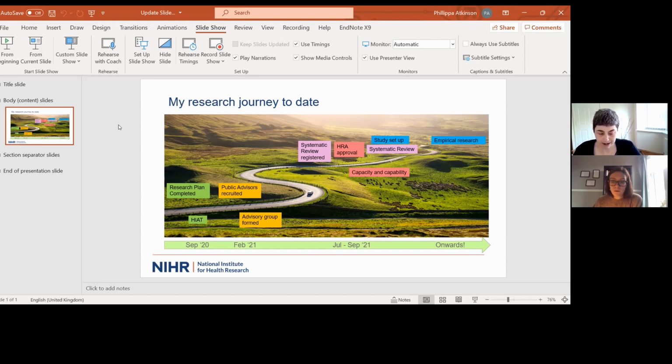For me, I was really excited to get HRA approval for my study in August and confirmation of capacity and capability from the NHS Trust I'll be working with this month. So I'm now all ready to start the next part of my journey and actually set up my study. Thank you.